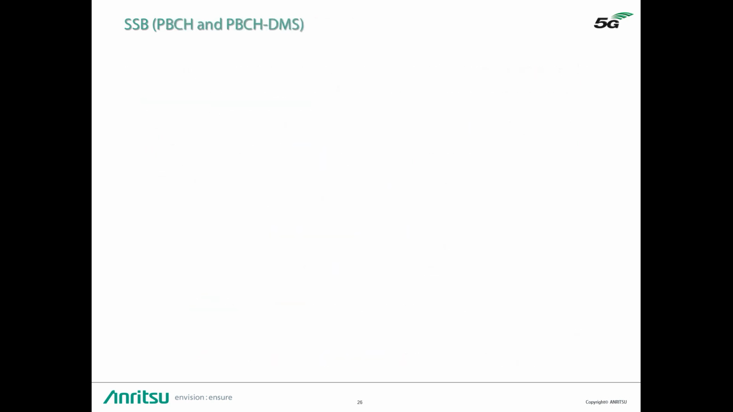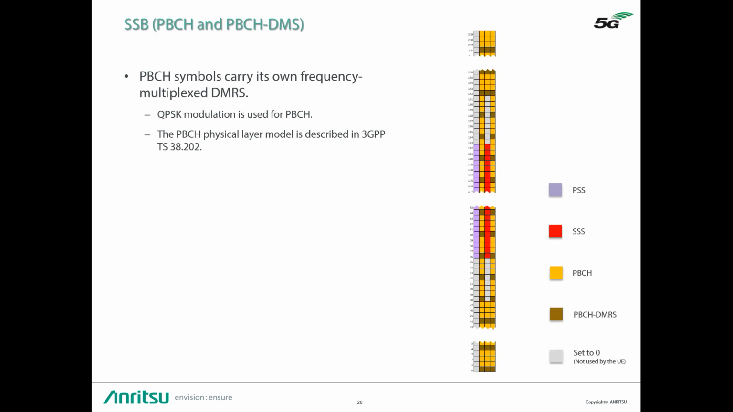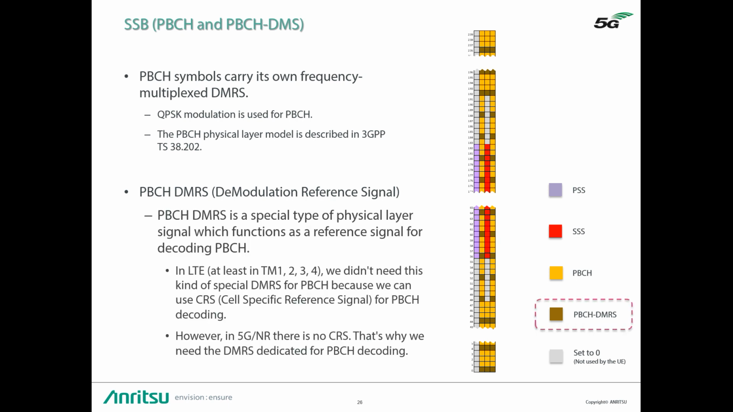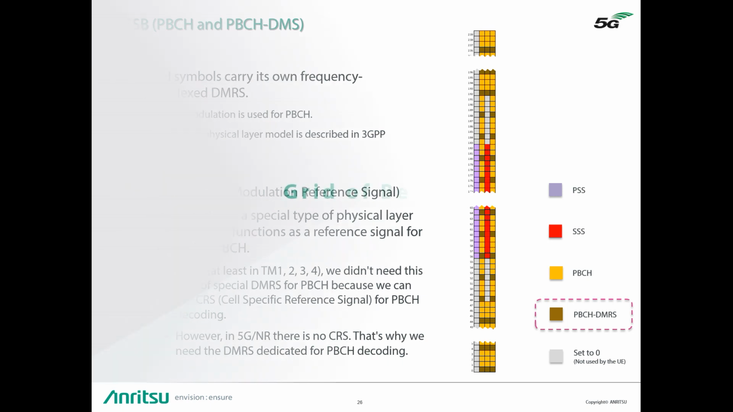As the SSB not only contains the PSS and SSS, it is also important to decode the physical broadcast channel. As shown here, the PBCH reference channel is one other important metric to be measured to understand the quality of the transmission of the 5G carrier. The PBCH-DMRS is represented here in brown and is located at specific resource elements positioned inside the SSB.